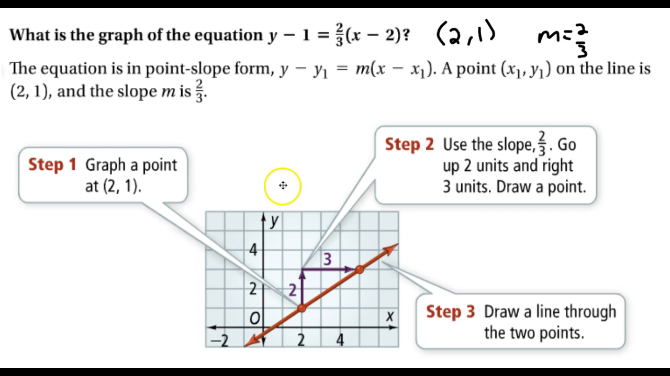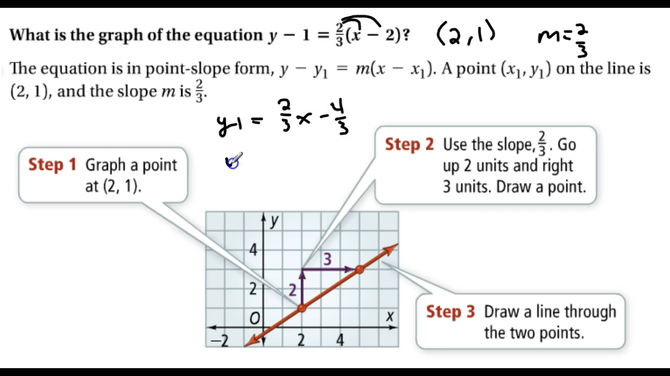Let's convert this line right here, it's in point slope form, into our slope-intercept form, also known as y equals mx plus b. So how do we do that? Well, we first distribute the 2/3. So what we'd get is 2/3 x minus 4/3 is equal to y minus 1. So we need to add 1 to both sides.